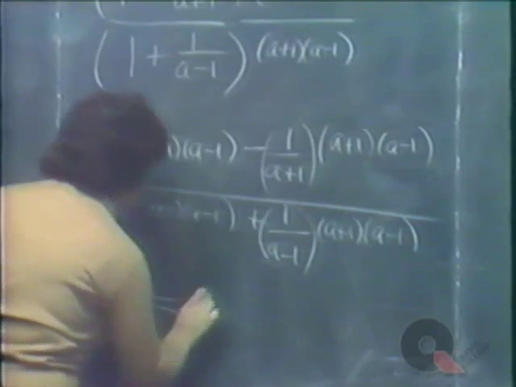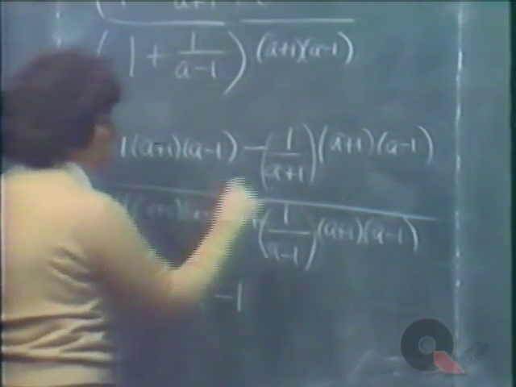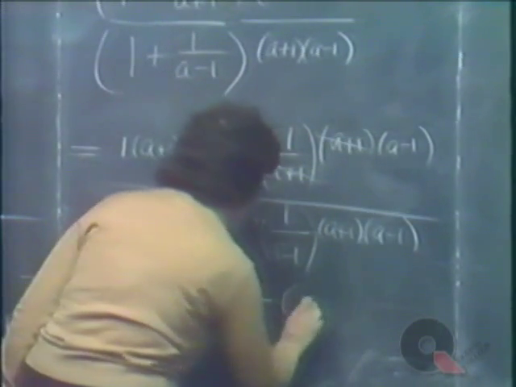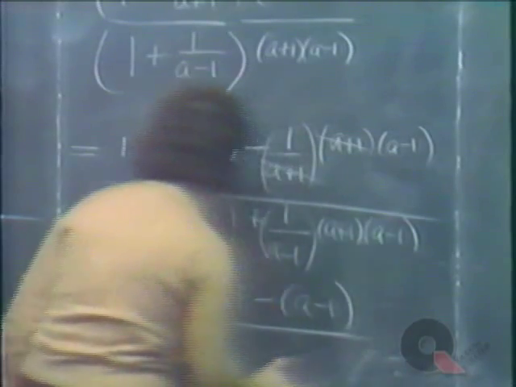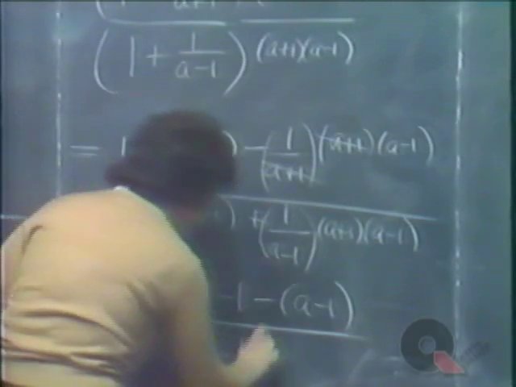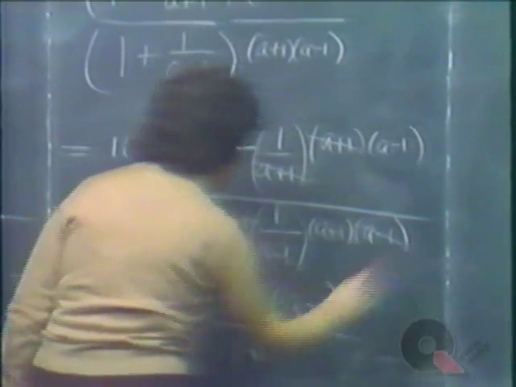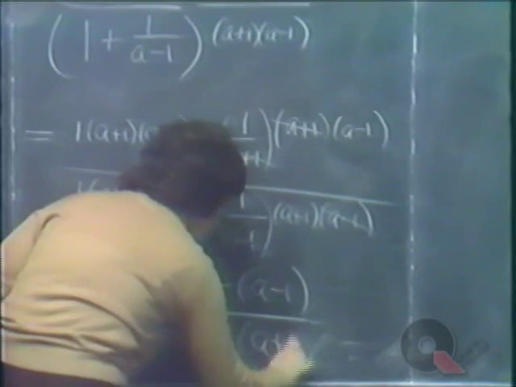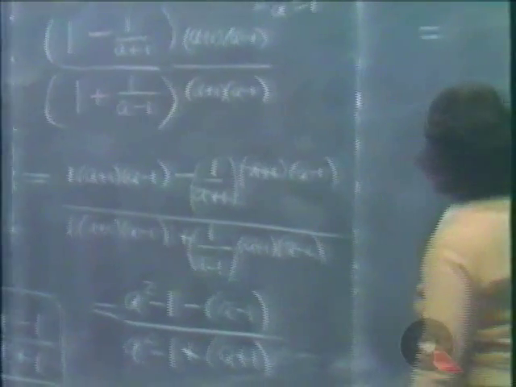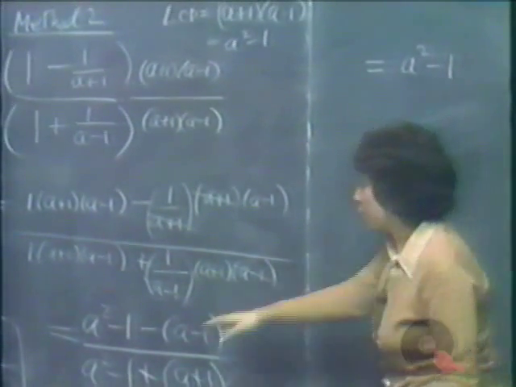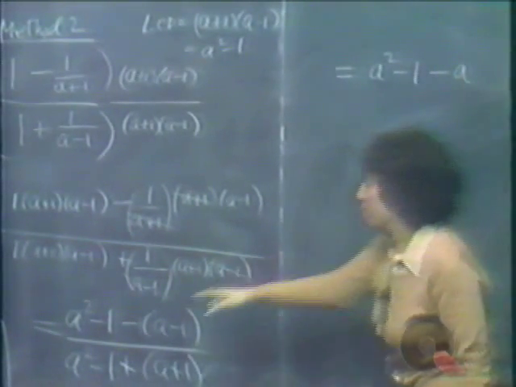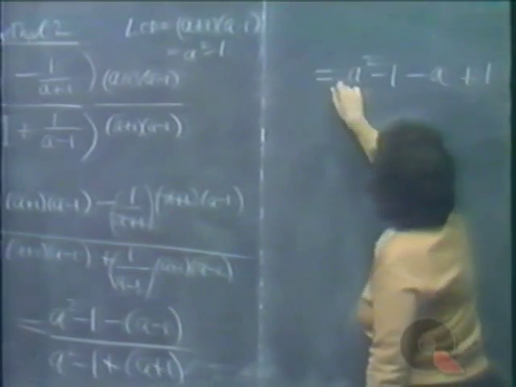A plus 1 times a minus 1, that's a squared minus 1. Here, the a plus 1's cancel, so you have minus, and then in parentheses, a minus 1. 1 times a plus 1 times a minus 1, that's a squared minus 1, plus, here the a minus 1's cancel, so plus a plus 1. Let's simplify a squared minus 1. We have to distribute a minus 1 through the parentheses. Minus 1 times a, that's minus a. Minus 1 times minus 1, that's plus 1.